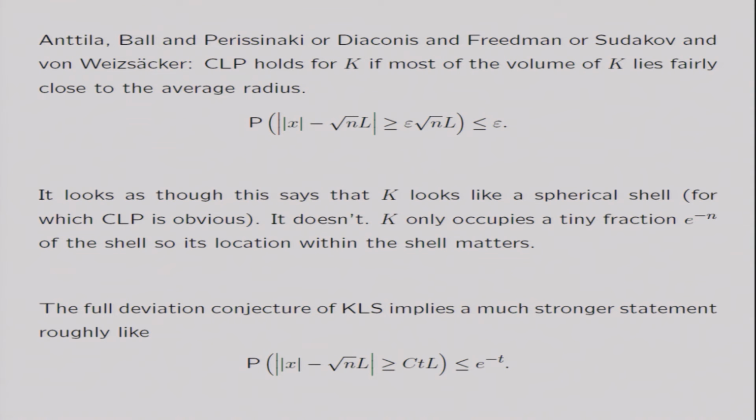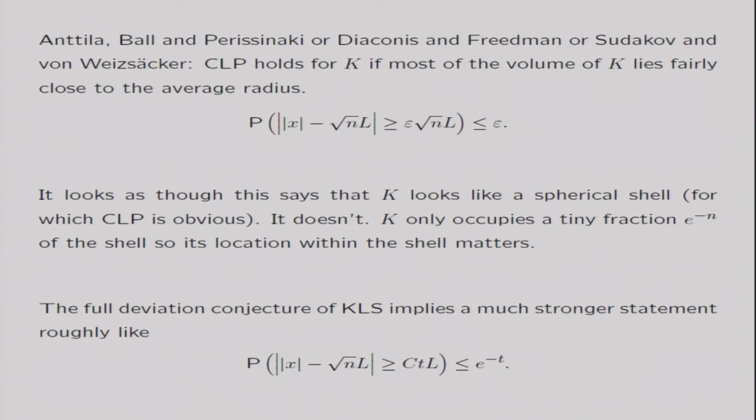But that's not what's happening. If the mass lies mostly in this shell, it still only occupies a minuscule fraction of it, e to the minus n. And that means it needn't look anything like the shell. What matters is how the mass is distributed within the shell. So we need to invoke the isotropic condition to show that it's distributed kind of everywhere, and then convexity to show that it sort of joins up in a way, and so on. It's not just saying it looks like a shell. It doesn't look like a shell.